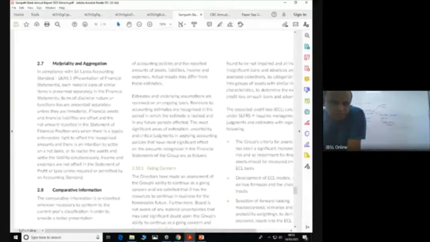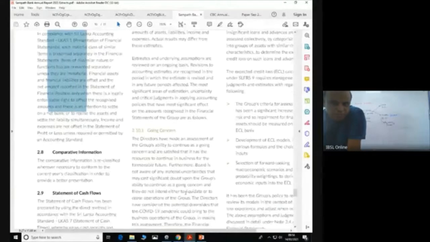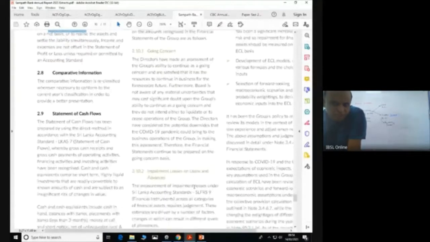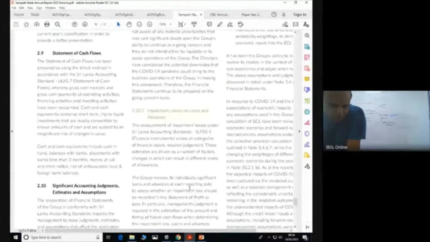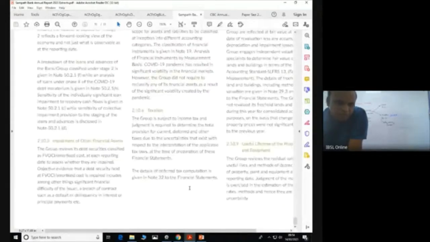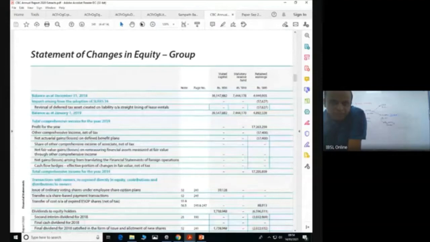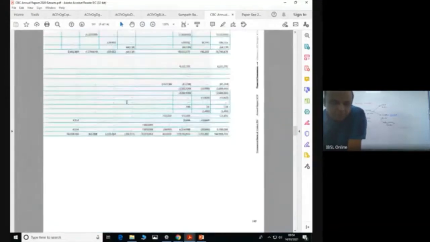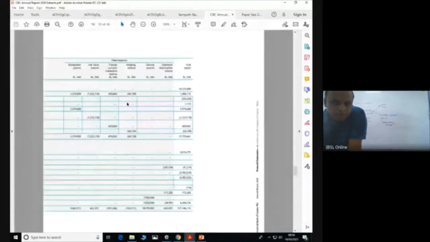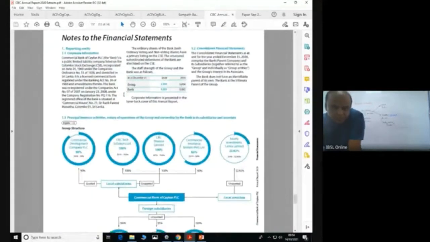You see the theory that we talk about: materiality, comparative, going concern. All those are there, right? If you go through in detail, there will be a lot, but I have just extracted 2-3 pages. You can go through those. Even in the commercial bank, I think they have given. And I just want to show you, look at this. This is very interesting.